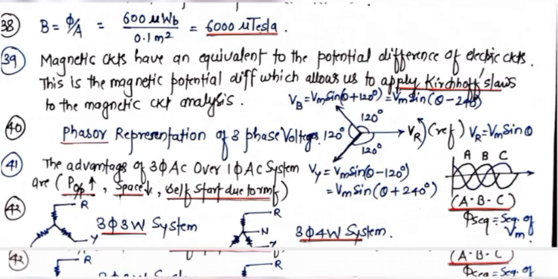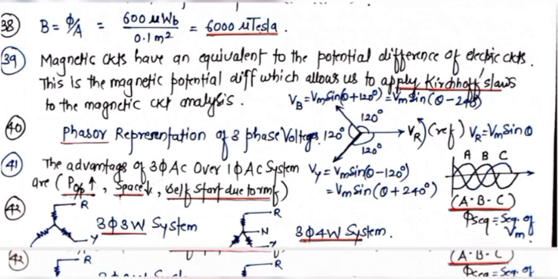This is the phasor representation of three-phase voltages. VR as a reference, and VB will be plus 120 or minus 240, and VY is equal to minus 120 or plus 240. So these are the leading and lagging phase angles between VR, VB and VY. So the phase sequence is ABC. The maximum value of voltage in sequential order is ABC.